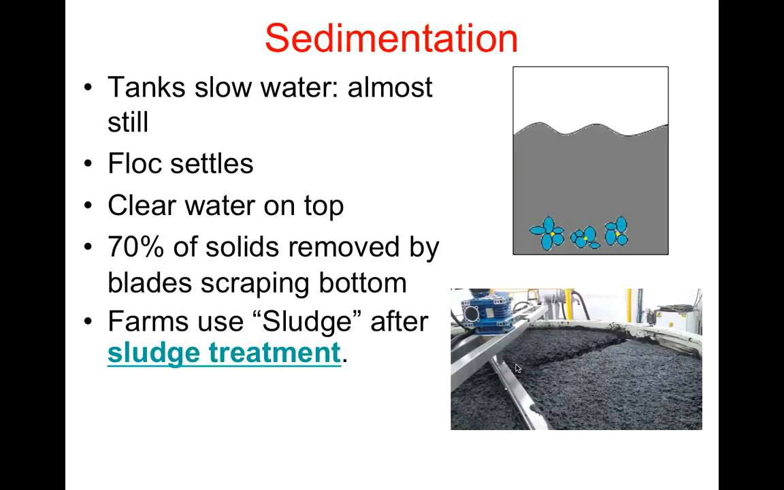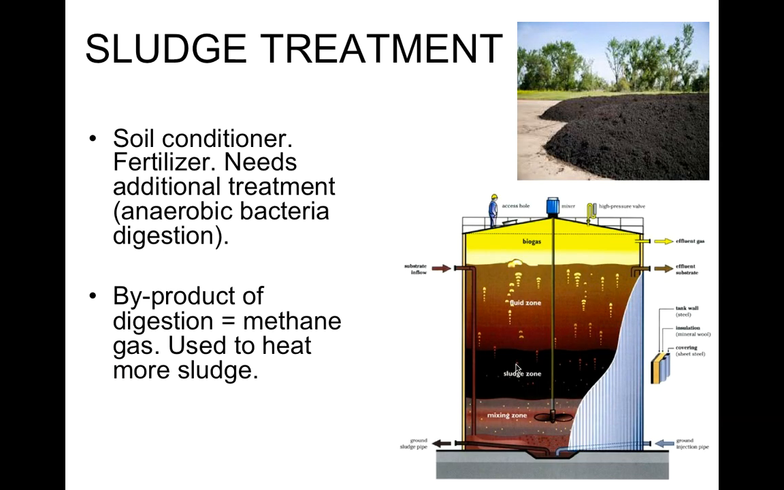Now these clumps can settle out, so they're heavier now, so they can also settle down to the bottom, and we can basically scrape. Imagine a big kind of like ice cream machine or something like that, where there's a scrape blade going along the bottom, and it's scraping out the solids. 70% of your solids are removed from these settling tanks. We can then actually use that solid material. We call it sludge. Once we treat it with sludge treatment, we can then use it on farms as fertilizer. So sludge can be a fertilizer or a soil conditioner.